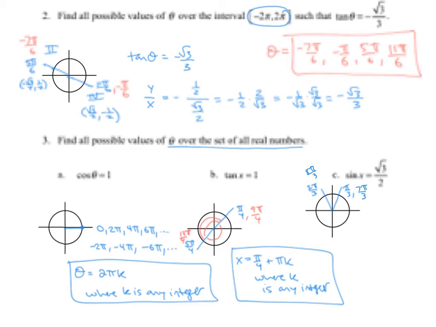So the way we're going to express our answer this time is x equals pi over 3 plus any full circle, so any multiple of 2 pi, so 2 pi k. Or x could be 2 pi over 3 plus any full circle, 2 pi k, where k is any integer.